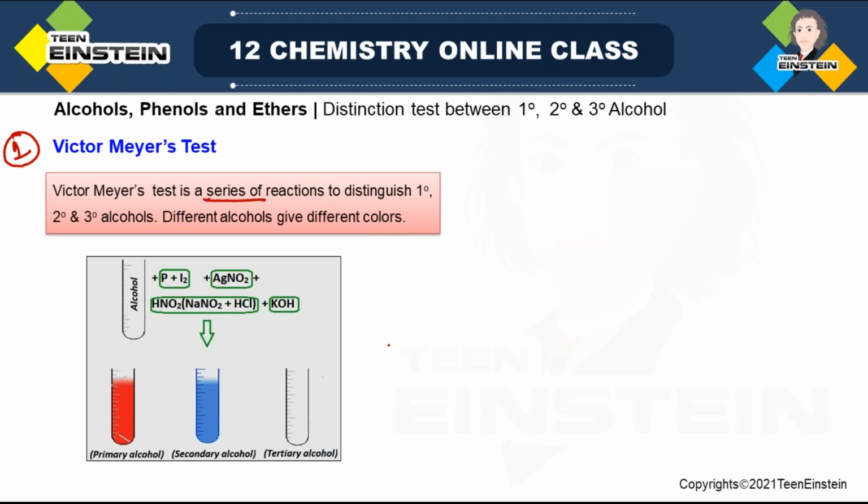Here, different alcohols behave differently: from primary you will get red color, from secondary you will get blue, and from tertiary you will not get any color. The reagents used are, first, phosphorus and iodine; second, AgNO2; third, HNO2, but HNO2 is never used directly, it is always the mixture of NaNO2 and HCl that is used. Fourth reagent is KOH. So in total 4 reagents are used one by one.